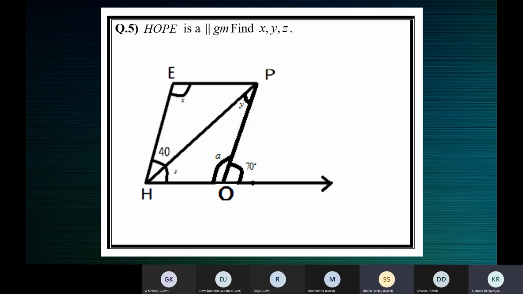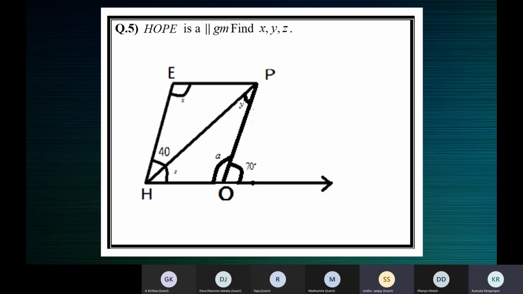Ma'am, can you hear me? Yes, your voice is clear. Go on. A plus 70 is equal to 180. Reason: linear pair. So what's the measure of angle A? 110, ma'am.